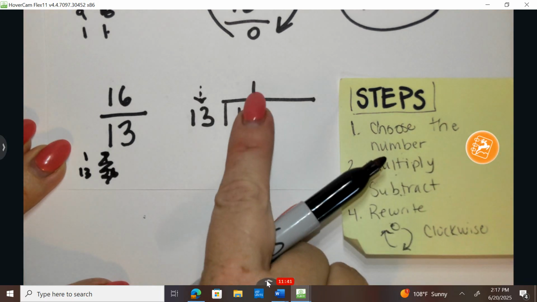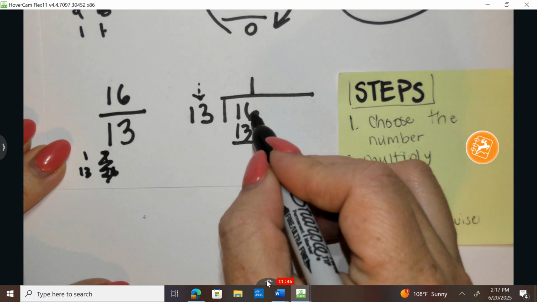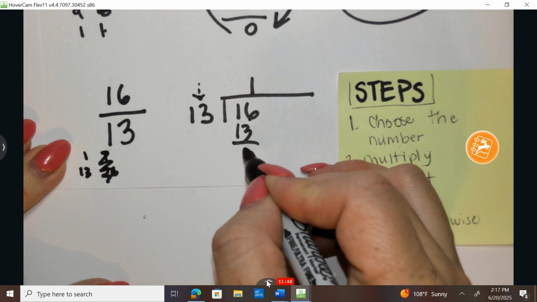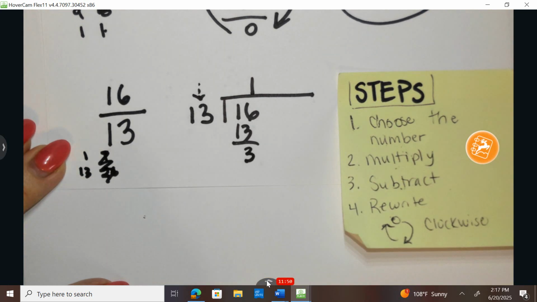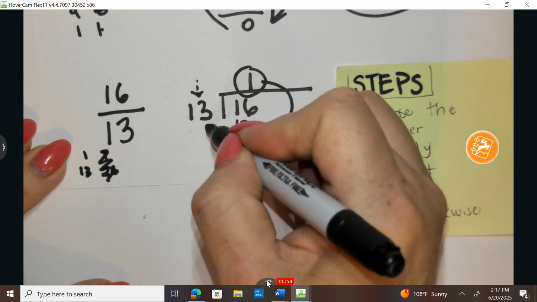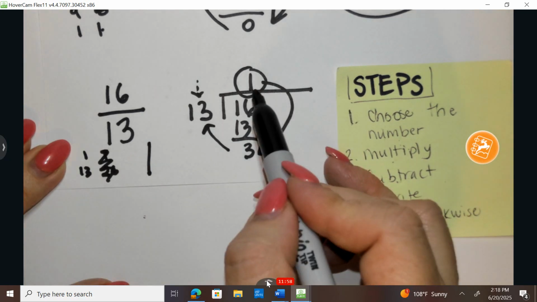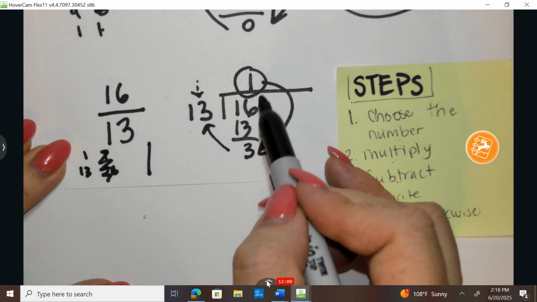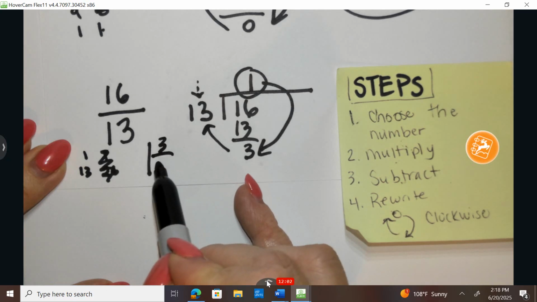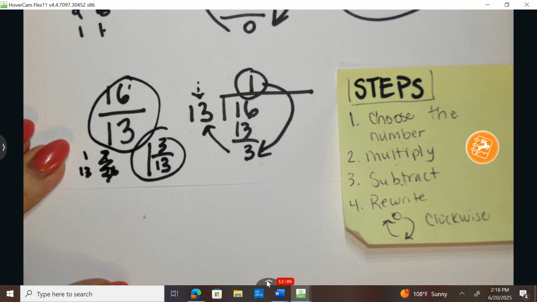Then I want to multiply. 1 times 13 is 13. Then I'm going to subtract. 16 subtract 13 is 3. And now it's time to rewrite this. I circle the top number, and then I always go clockwise around. This is the whole number. And now the proper fraction in the mixed number would be 3 over 13. These two are equivalent. They're equal, but just in different forms.